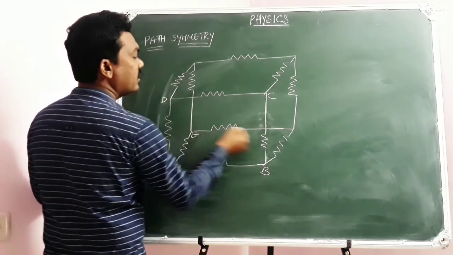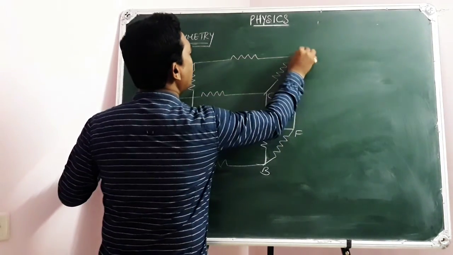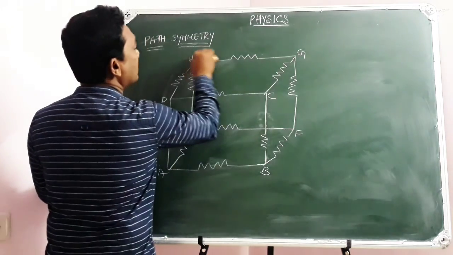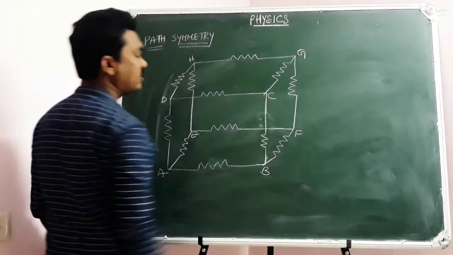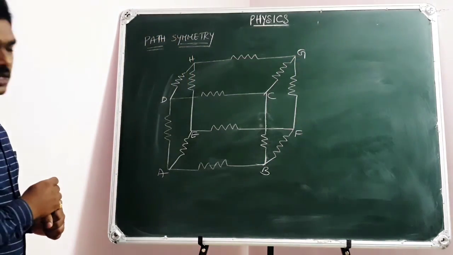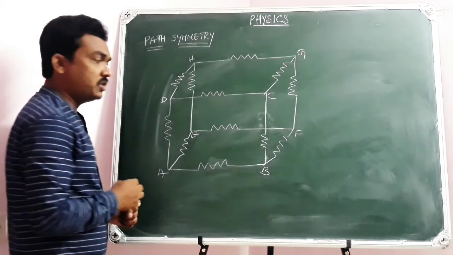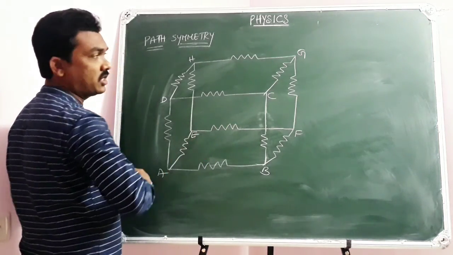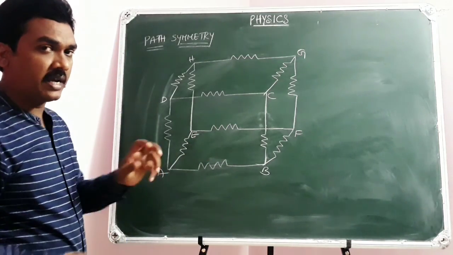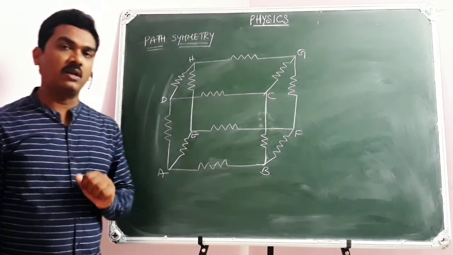Next, E, F, G, H. All are identical resistors. Now in this particular electric circuit, I wish to calculate the equivalent resistance across the body diagonal. This is very important terminology.